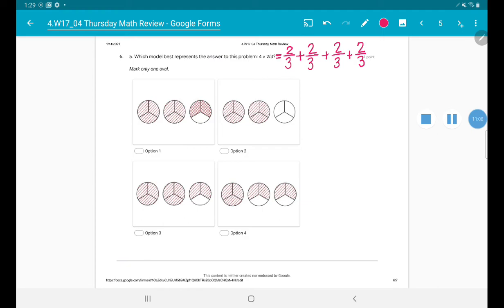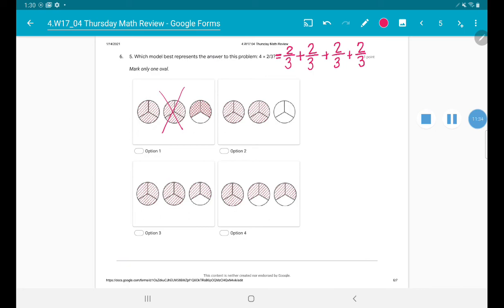Do you see any of those options that we can automatically eliminate? Yes. Which one can we automatically eliminate, Bryce? The first one, because it has the wrong marking. Yeah, it's taking some away, right? So we know that if we're multiplying, we're not taking anything away. So I don't even have to worry about option 1. I know option 1's out of the question.